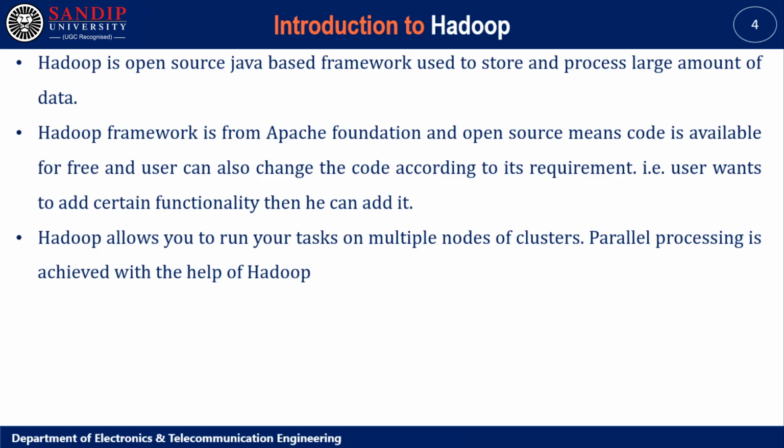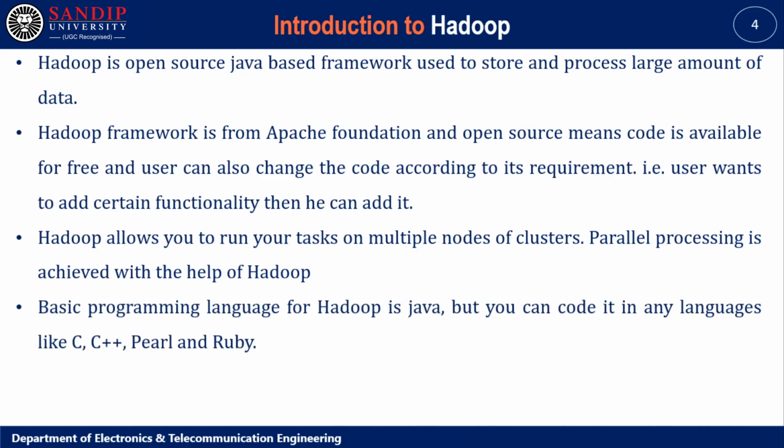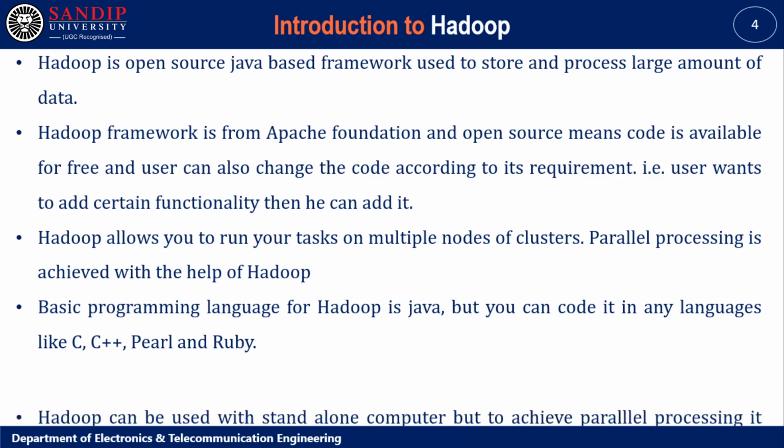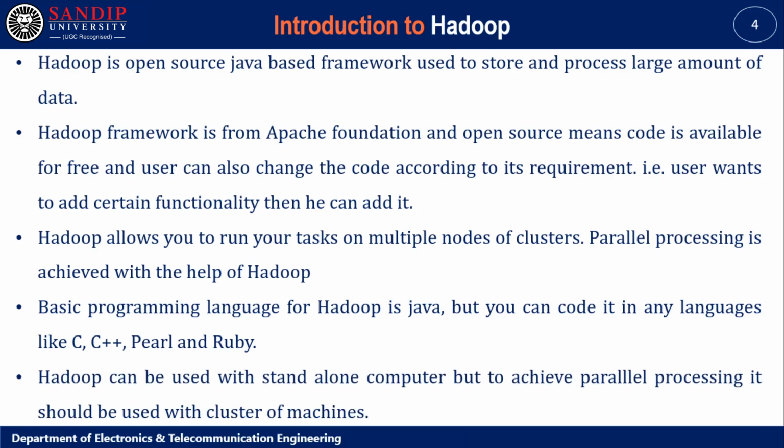Hadoop allows you to run your tasks on multiple nodes of clusters. Parallel processing is achieved with the help of Hadoop. Basic programming language for Hadoop is Java, but you can code it in any languages like C, C++, Perl, and Ruby. Hadoop can be used with standalone computer, but to achieve parallel processing, it should be used with cluster of machines.